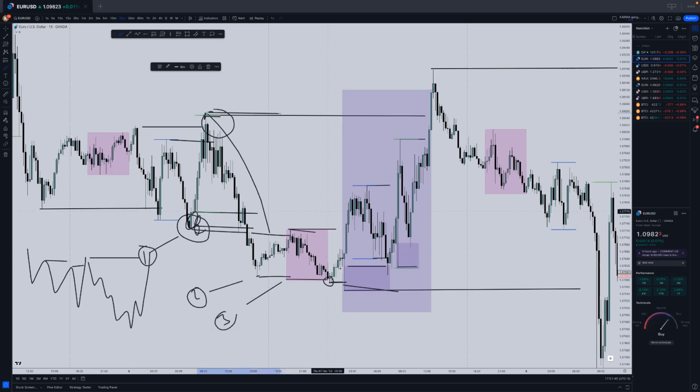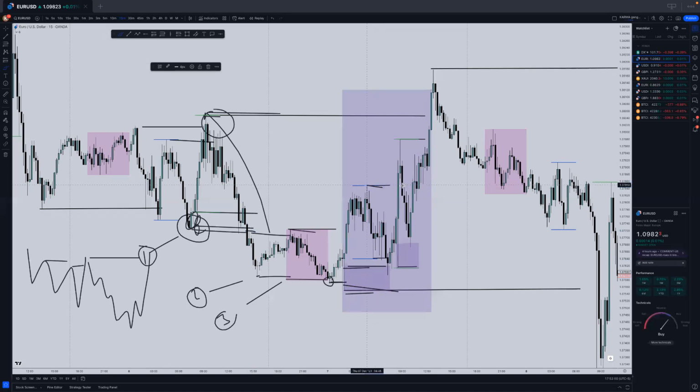So now I got into my first entry here. What will be my first target? Because I'm trading based on this external liquidity of Asia. So I took my entry right here. My target has to be what? After a new high has been created. So they created a new high.